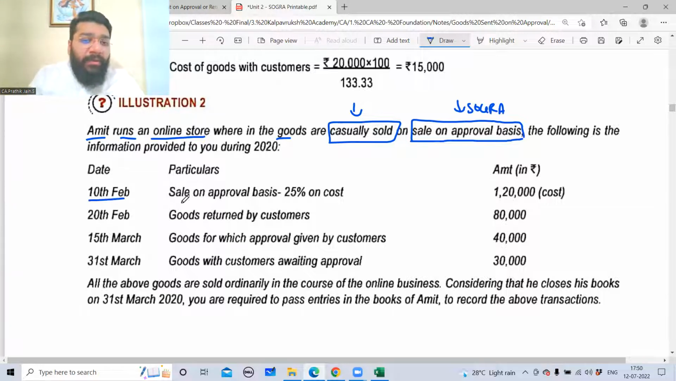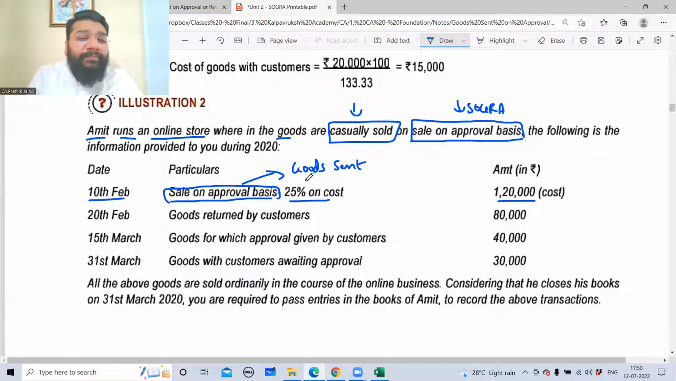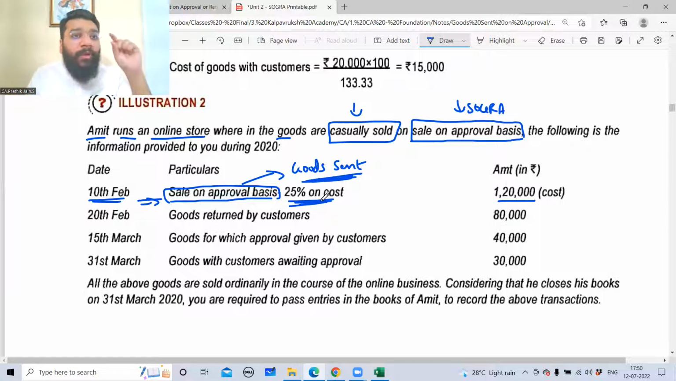So guys, on 10th Feb, the sale on approval basis, that is 25% on cost, is made. The word is sale on approval basis, so can I say the right word is goods sent? You cannot treat goods sent as goods sold, because sale will happen only when the opposite person gives acceptance. So on 10th of February, goods are sent on approval basis. This is written in this way, so don't get confused. It is 25% on cost, which means profit is 25% on cost. The amount is 1,20,000 and cost has been given.